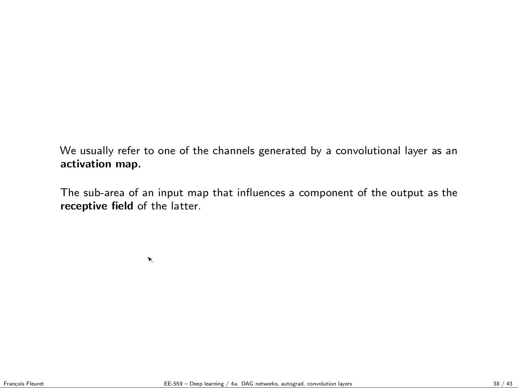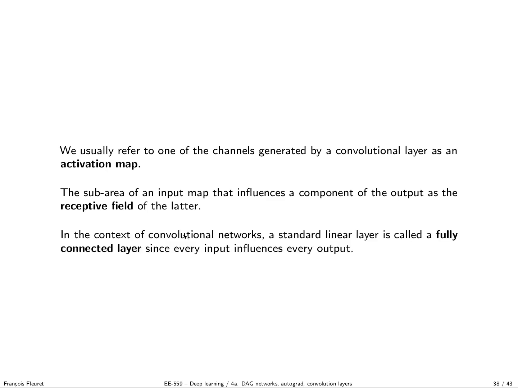A bit of vocabulary now. One map corresponding to one of the filters is called an activation map. And when you take a single value in one of the output maps, we call the receptive field the area of the input signal that influences it. So it's basically a part of the input signal which has the same size as the filter. And in the context of convolution networks, a standard linear layer is called a fully connected layer because every input influences every output. Okay.